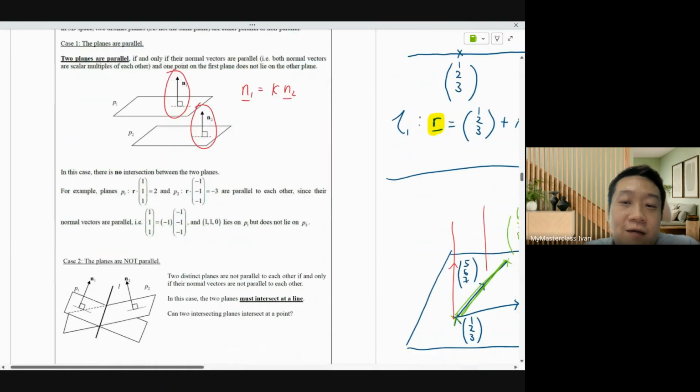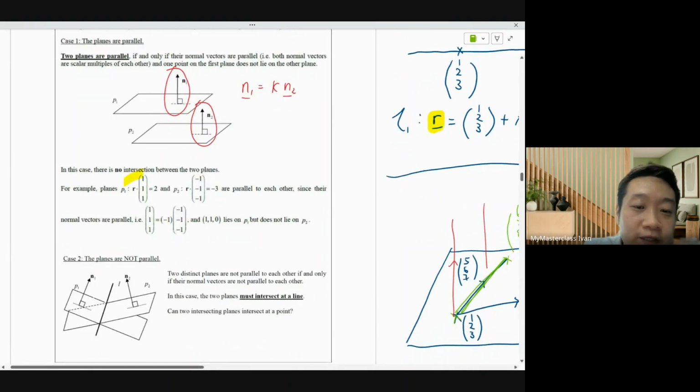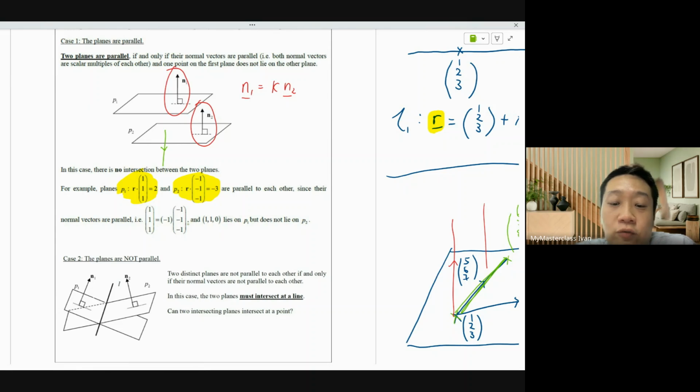For example, P1 is r dot (1, 1, 1) equals 2. P2 is r dot (-1, -1, -1) equals -3. This means that for P2, the normal is actually going downwards. But it doesn't matter because n1 equals k times n2. As long as d is different, then they are not exactly the same plane. So you must see whether n1 is a scalar multiple of n2.